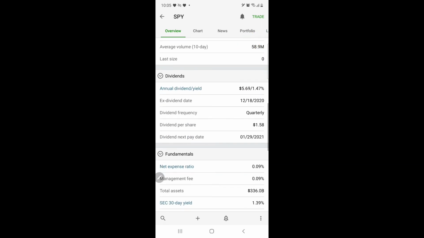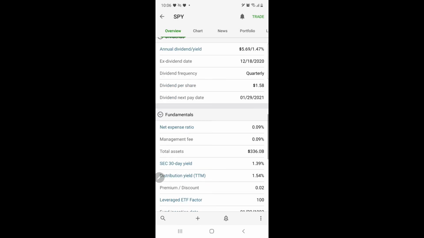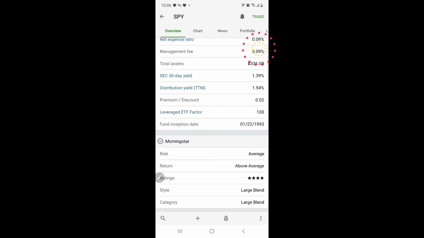58.9 million per day, so that should be one of the highest because SPY is one of the most popular and famous ETFs. Dividend and yield, again, that's great because you're just going to get paid just for holding this stock. And expense ratio. Alright, so I hope this helped.